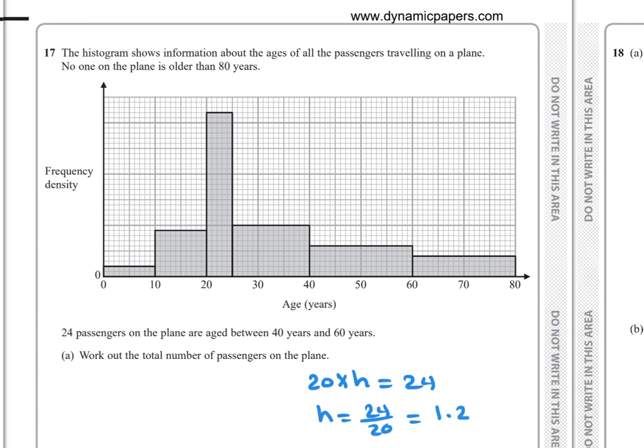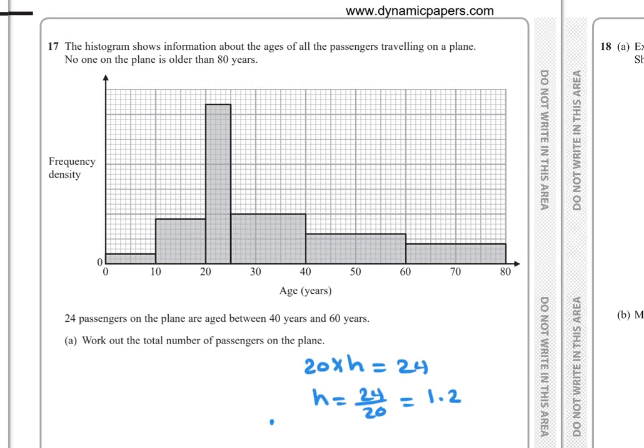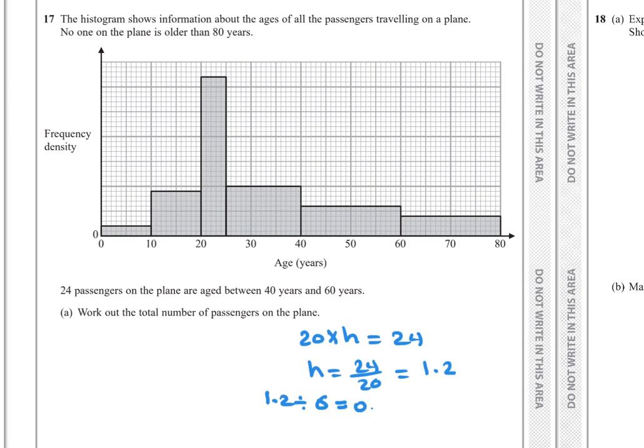1.2. Now the height for this rectangle is 1.2, and we have 6 small squares. So to find each small square, divide 1.2 by 6. If you divide 1.2 by 6, so 0.2. So each small square represents 0.2. So 5 small squares represent 1. So this is 1, 2, 3, 4, 5, 6, 7.